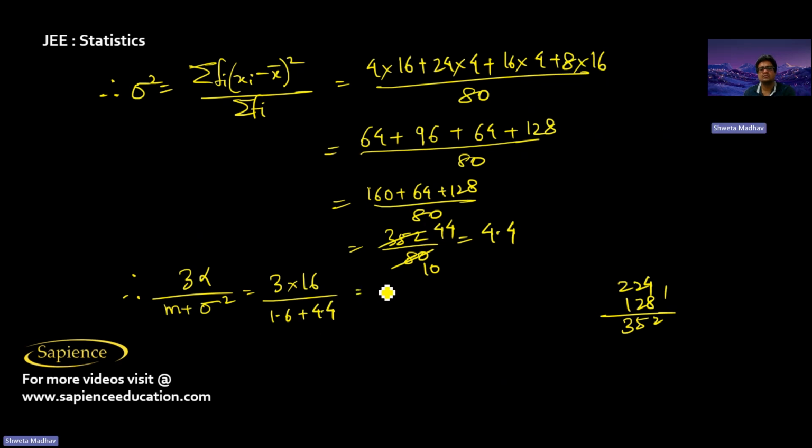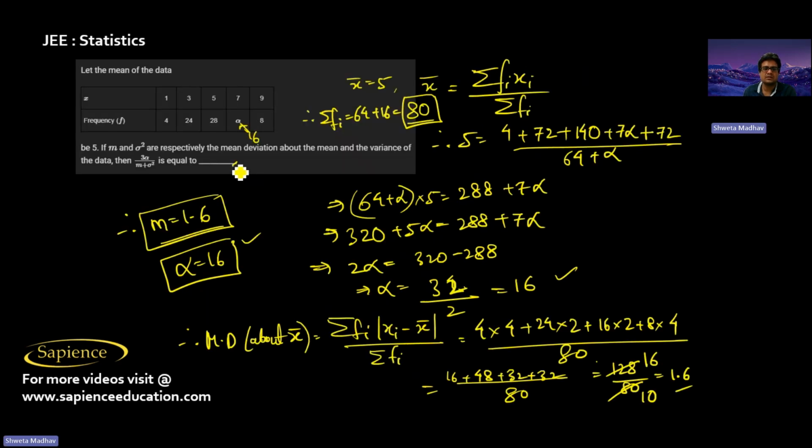So this will be 16 to the 48 divided by 4.4 plus 0.6, that is 5. So 5 plus 1, that is 6. So 6 8 is 48, so that is equal to 8. So 8 is the answer.